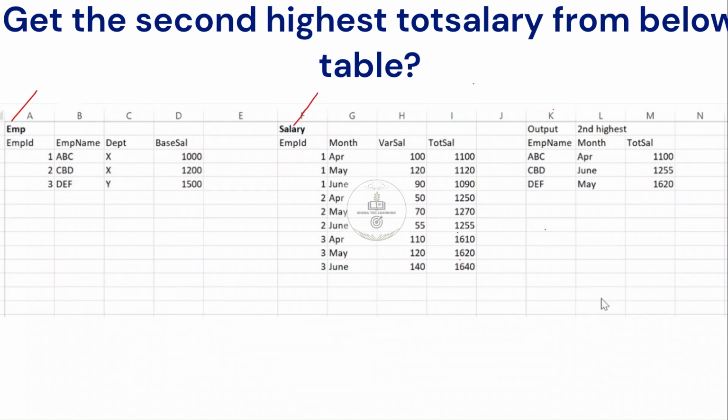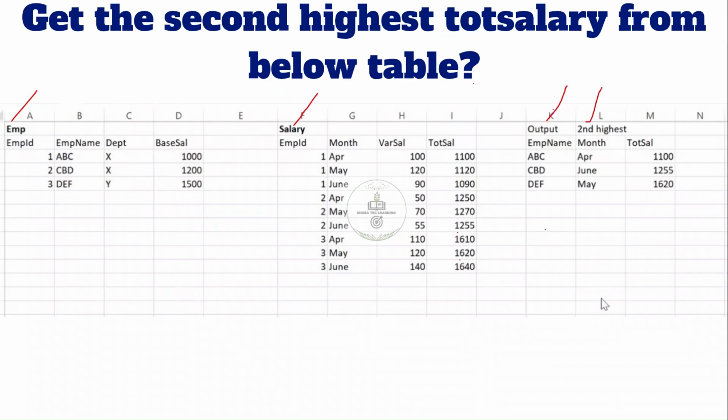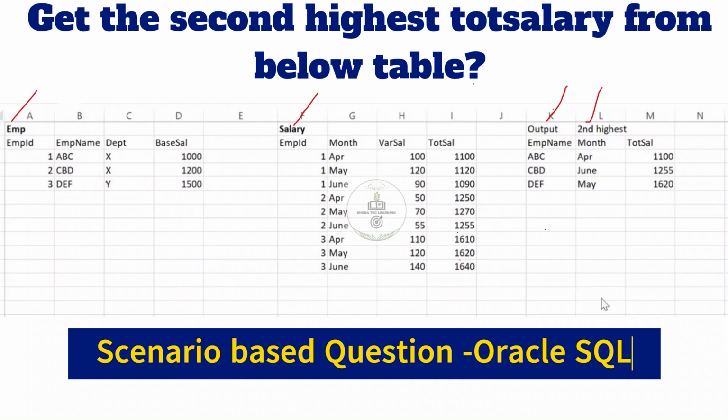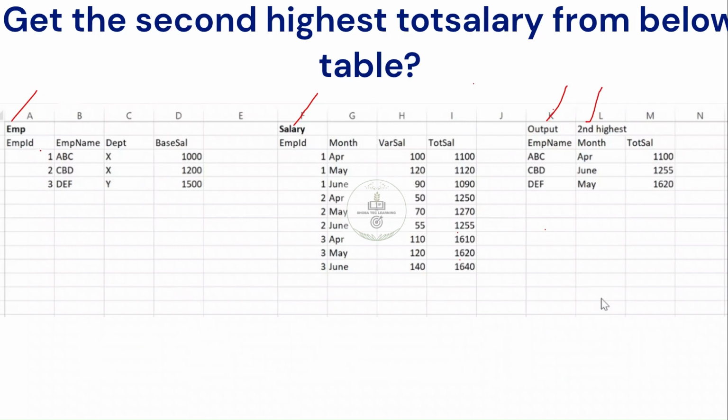Now see here, we have two tables, the EMP table and the salary table. Based on these two tables, we need to get the output in this table format. Our scenario is that we need to get the second highest total salary. In the first table, we have EMP ID 1, 2, 3 present.